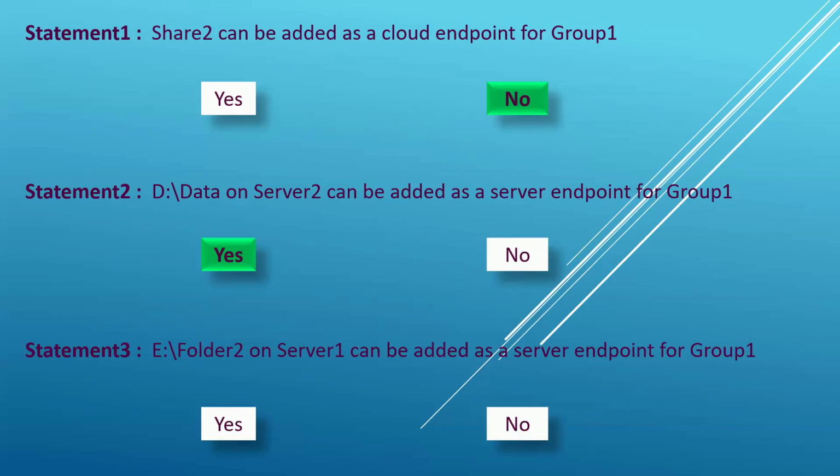The third statement is E Folder 2 on Server 1 can be added as a server endpoint for Group 1. Azure File Sync does not support more than one server endpoint from the same server in the same sync group, so the statement is incorrect. Folder 1 in D drive on Server 1 is already added as a server endpoint of Group 1, which is why you can't add another folder from the same server as an endpoint in Group 1.